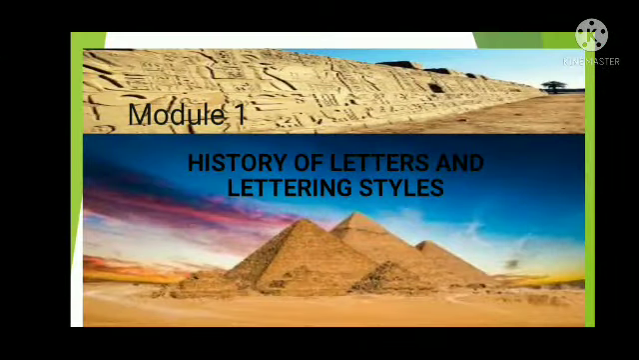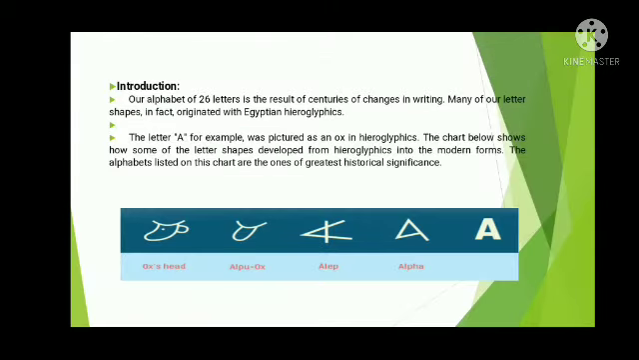Today, for our online podcast discussion, we will discuss Module 1: History of Letters and Lettering Styles. Our alphabet of 26 letters is the result of centuries of changes in writing. Many of our letter shapes in fact originated with Egyptian hieroglyphics.